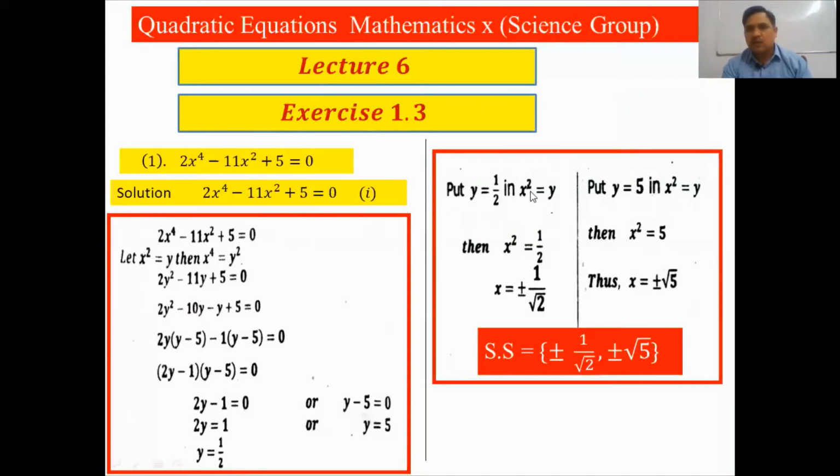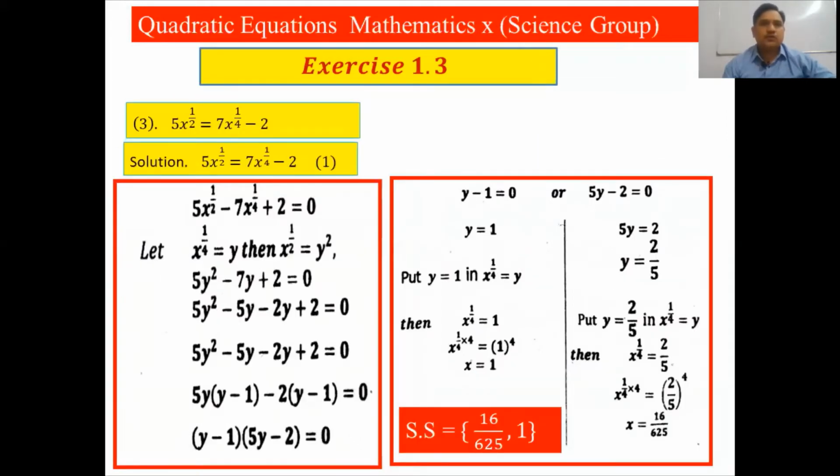Put y = 1/2 in x^2 = y. Then x^2 = 1/2, we have to replace y = 1/2. So x^2 is equal to half. Now you just have to take the square root on both sides. So x = ±1/√2. Now when y = 5, just put y = 5 in x^2 = y. So x^2 = 5, and taking the square root on both sides, we have x = ±√5. So the solution set is ±1/√2, ±√5.